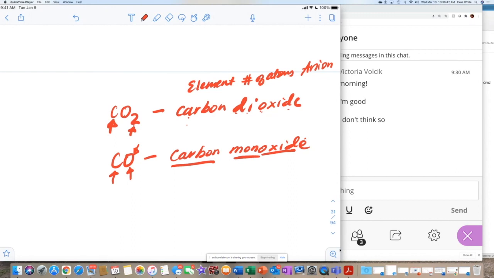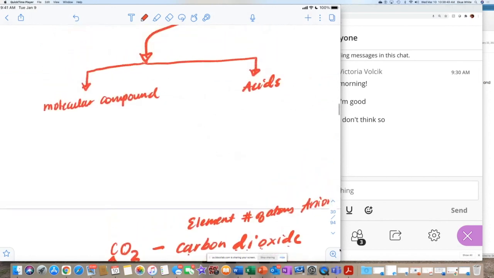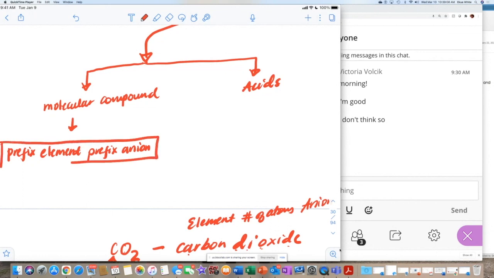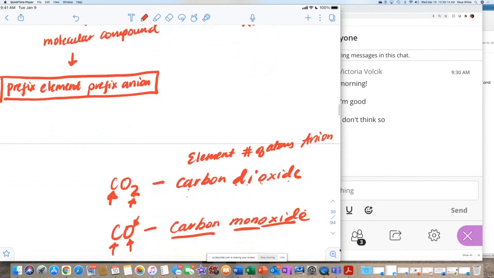Now, let me show you the template. What the template is for molecular compounds is prefix, element, prefix, anion. So the molecular compound, when it's named, generally has 4 parts. Okay? Now that we know the rule, let's judge what I just did.